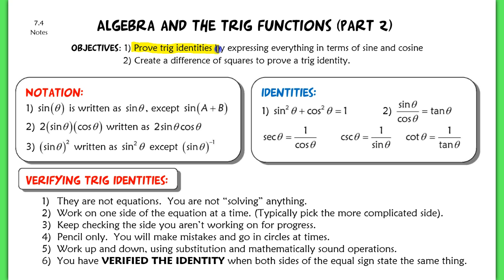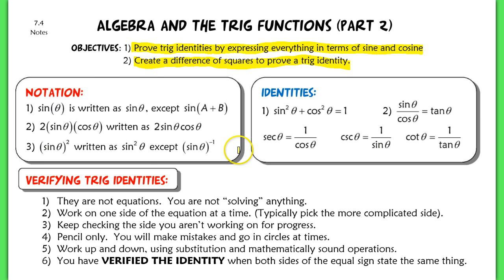And one of the ways that we're going to do that is to express everything in terms of sine and cosine, very similar to what we did when we were simplifying those trig expressions. We're also going to look at another strategy, which is to create a difference of squares to prove that trig identity as well. There are other strategies that we'll look at, but those are some major ones that we're going to look at for today.